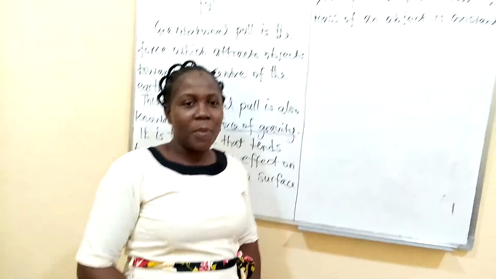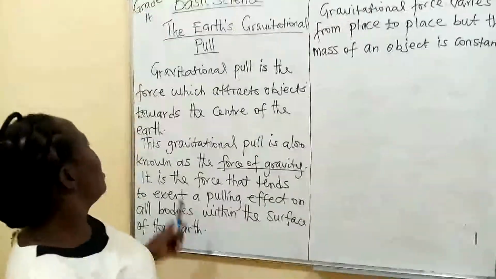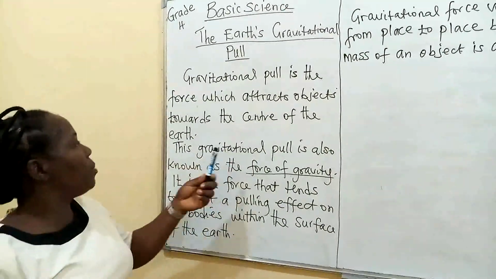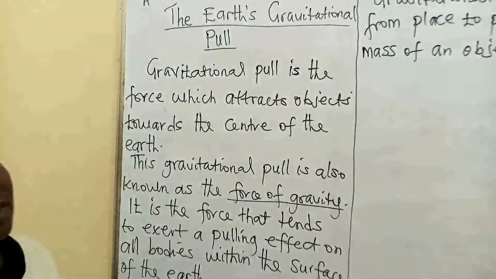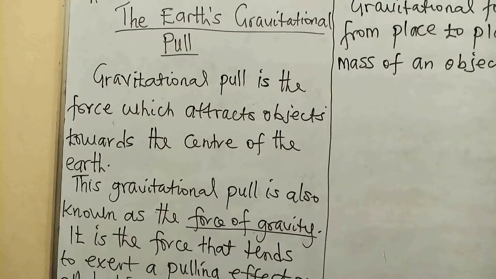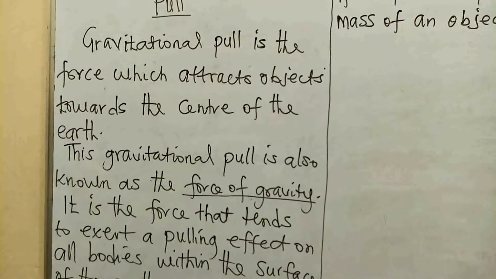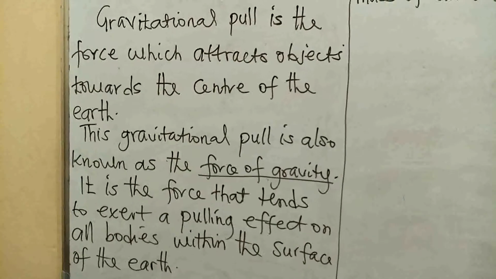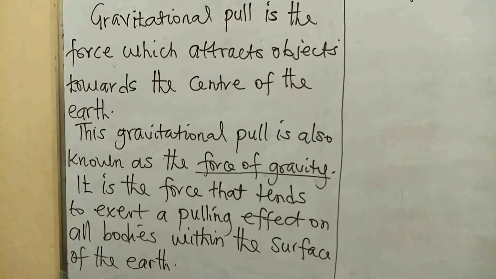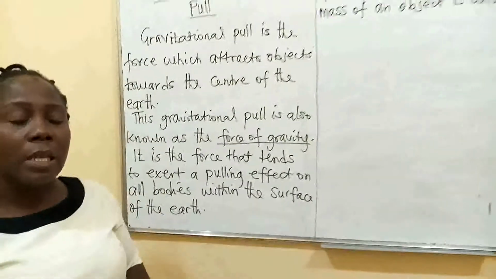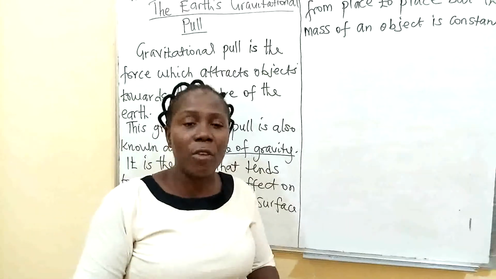Alright, let's write a little before we continue. Alright, my beloved friends, here we have that gravitational pull is the force which attracts objects toward the center of the earth. Please remember that. Now, this gravitational pull, I have said, is also known as the force of gravity. So it is the force that tends to exert a pulling effect on all bodies within the surface of the earth.